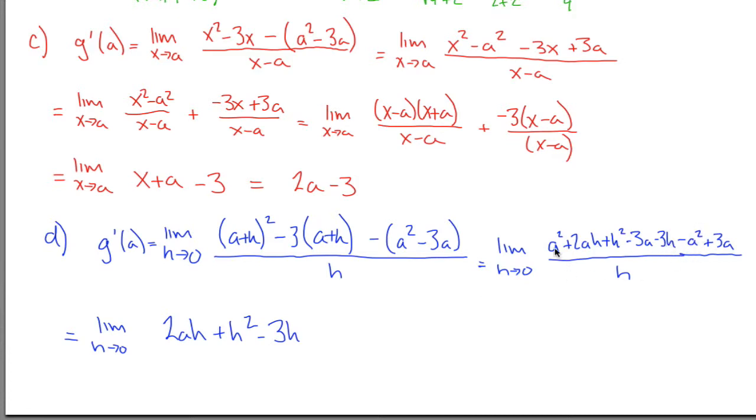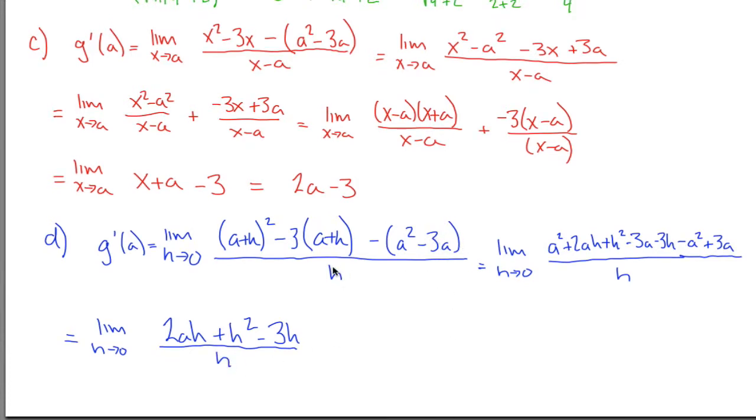We already got rid of this minus a squared with this plus a squared, and we already got rid of this plus 3a with this minus 3a. So it's all this stuff divided by h. Remember the original problem. The goal was to get rid of this h right here. That's what was causing the issue. So I want to cancel out this h. Every term in the numerator has an h in it. So what that means is I could factor out an h from each of those terms. 2a plus h minus 3. And cancel it with this h in the denominator.